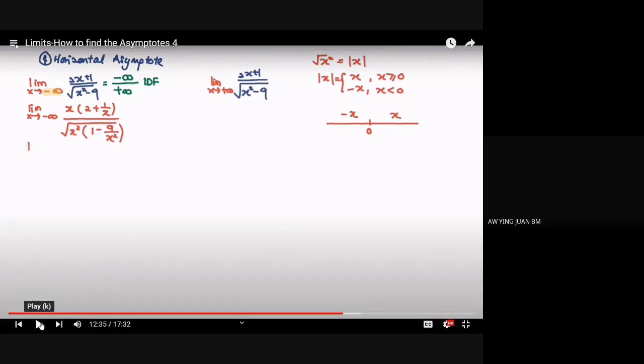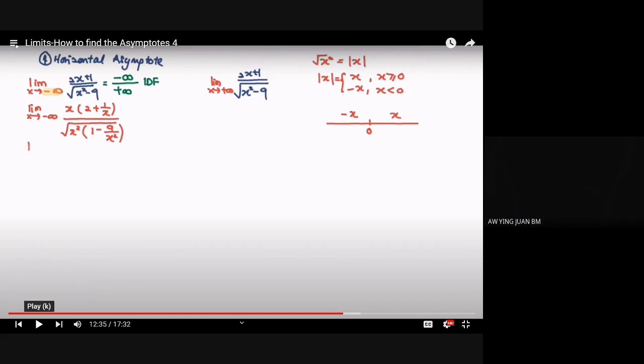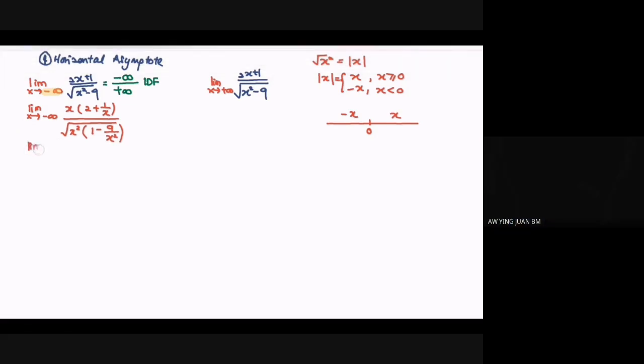So harap anda masih ingat ya, untuk bahagian ini adalah special case. Betul? Dekat bahagian E, sesi yang sebelum ini. So anda boleh rujuk semula lah. Kena beri perhatian ya, sekiranya ada square root dengan x square, kena guna modulus punya definition. Limit when x approaching negative infinity, x bracket 2 plus 1 over x, over square root of x squared, square root of 1 minus 9 over x squared.